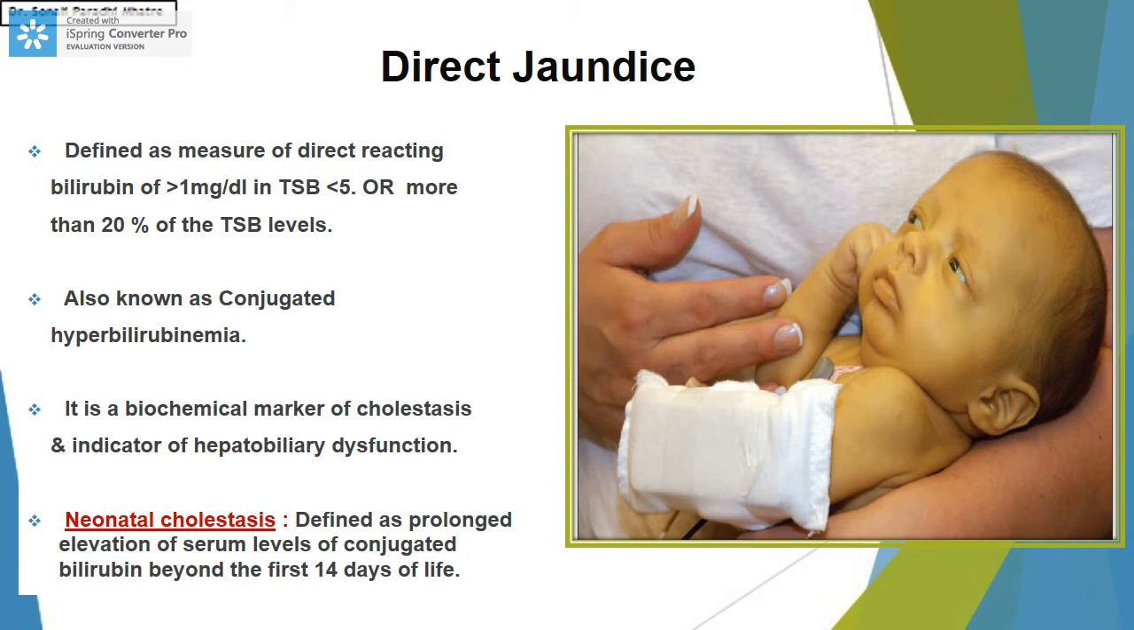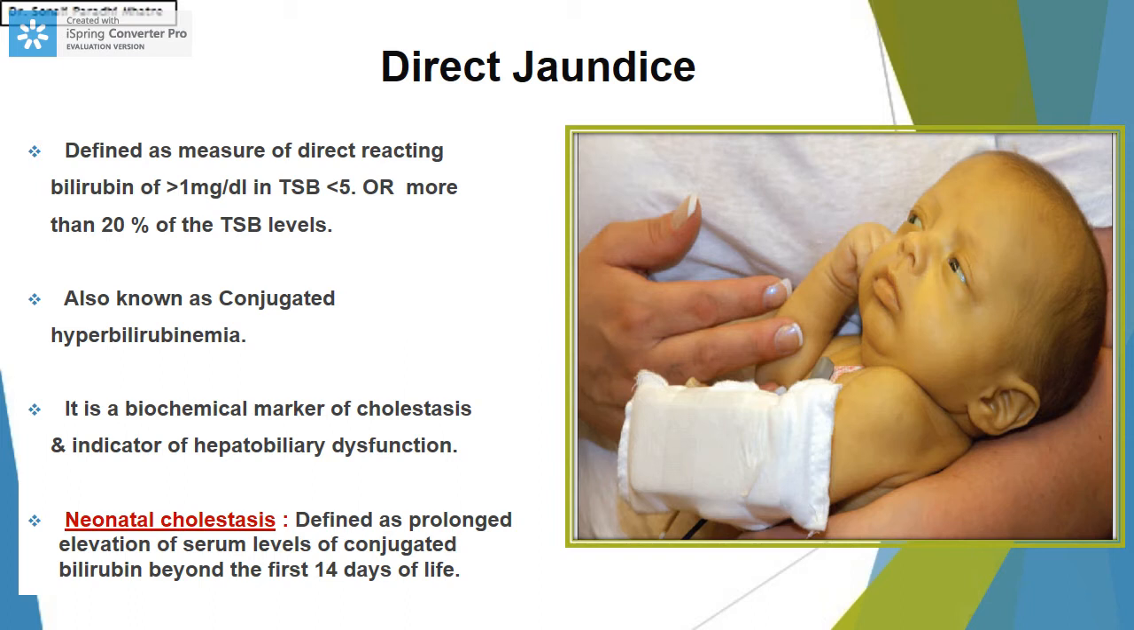Now coming on to the topic of our discussion today, direct jaundice. It is defined as a measure of direct reacting bilirubin or conjugated bilirubin of more than 1 mg per deciliter when the total serum bilirubin level is less than 5. Or when we know the total serum bilirubin level, if more than 20% of it is direct bilirubin, then it is termed as direct jaundice. It is also known as conjugated hyperbilirubinemia.